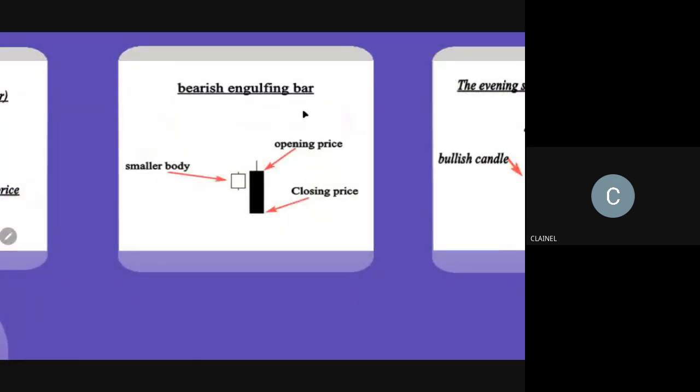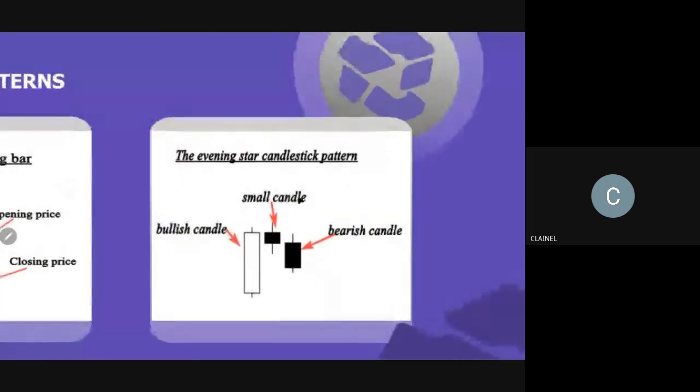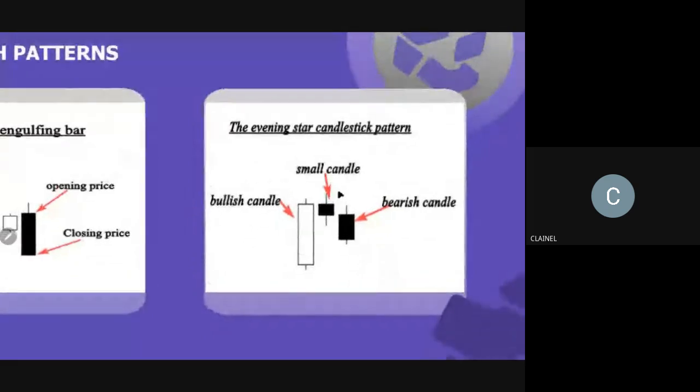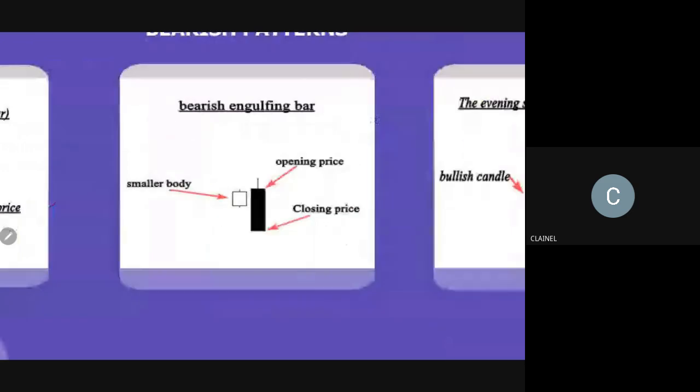Here we have the bearish engulfing bar, and you see the bearish candlestick completely covering this bullish candlestick. The price opened here and closed here. And we have the evening star, just like the morning star.